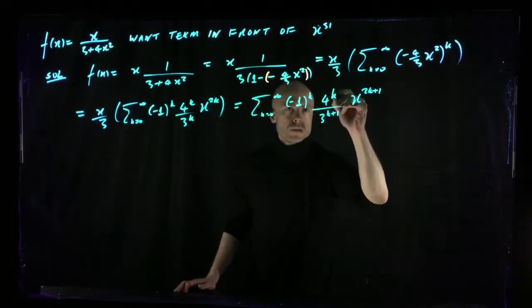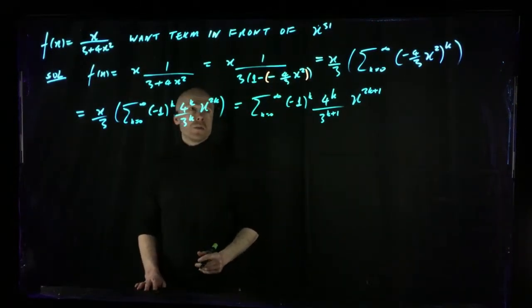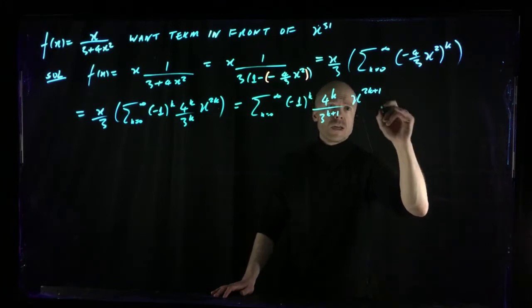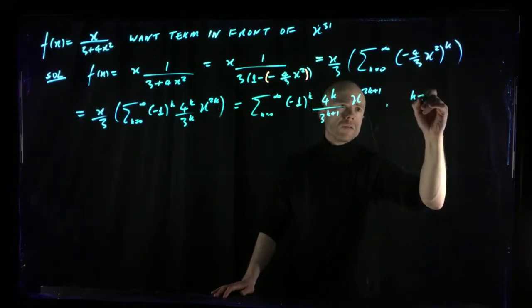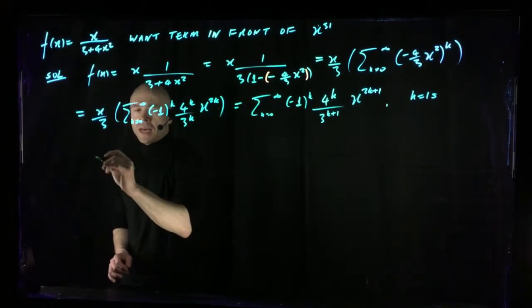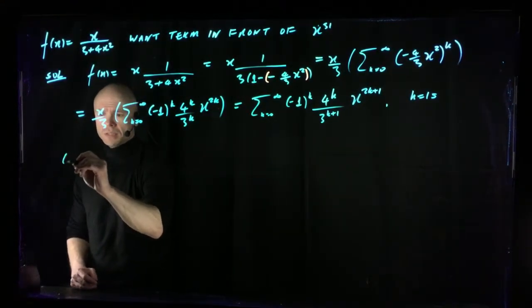K looks like an x. There we go. All right, so we want the term in front of x to the 31. So clearly that's going to happen when k equals 15, right? So if k equals 15, then what do we have? We're going to have minus 1 to the 15, so it's going to be minus 1.